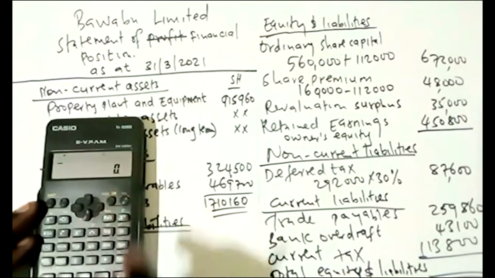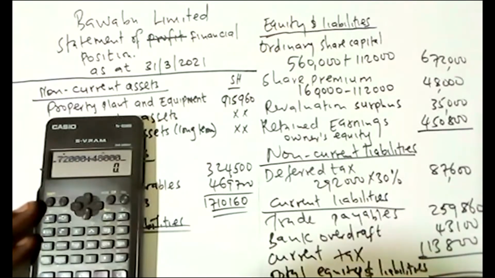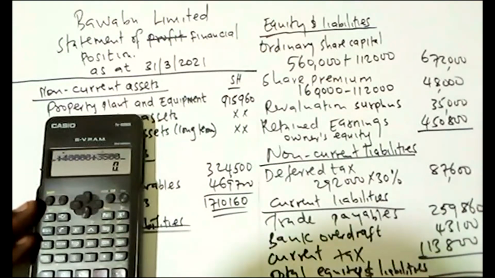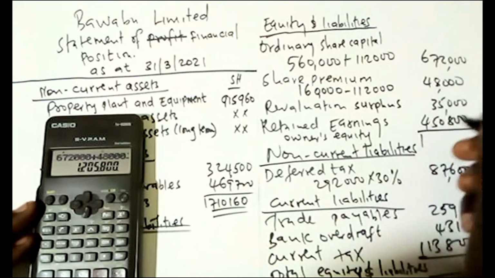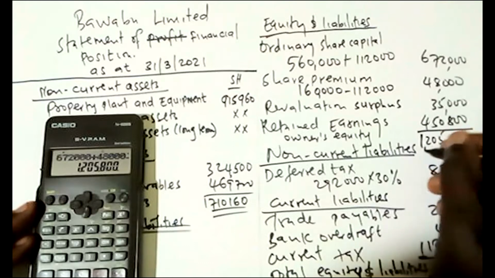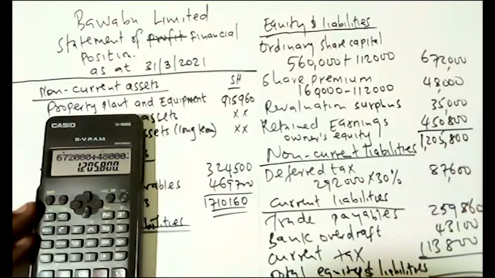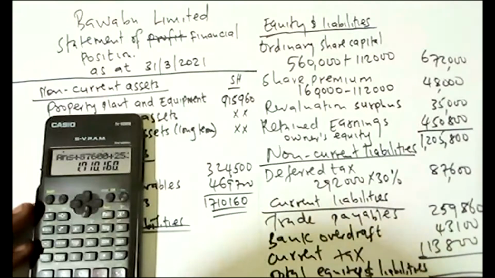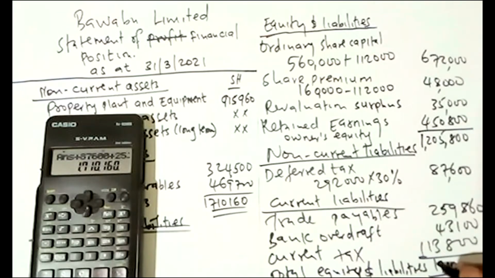Let us take the equity and liabilities. So we have 672 plus 48,000 plus 35,000 plus 450,800. So this one is owner's equity of 1,205,800, plus 87,600, plus 259,860, plus 43,100, plus 113,800. So you can see it's 1,710,160. The 1,710,160. So you can see our statement is balanced.